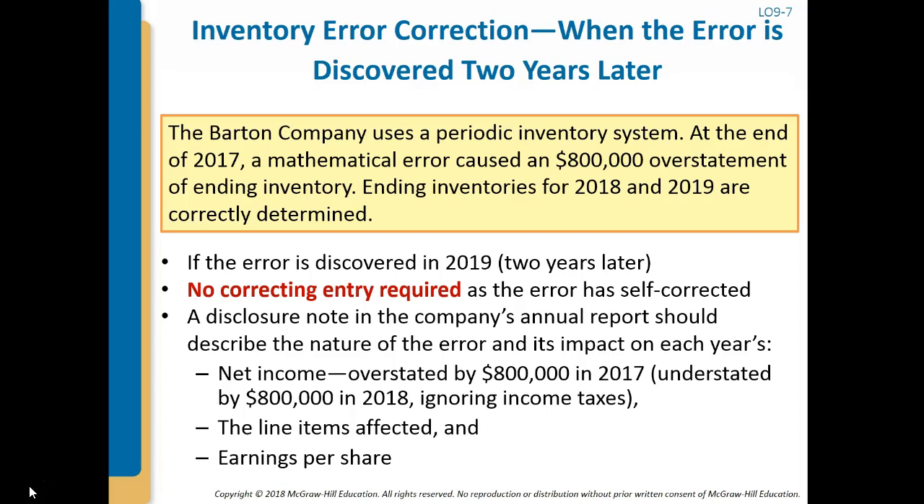Also, a disclosure note in Barton's annual report should describe the nature of the error and the impact of its correction on each year's net income, overstated by $800,000 in 2017 and understated by $800,000 in 2018, the line items affected, and the earnings per share.